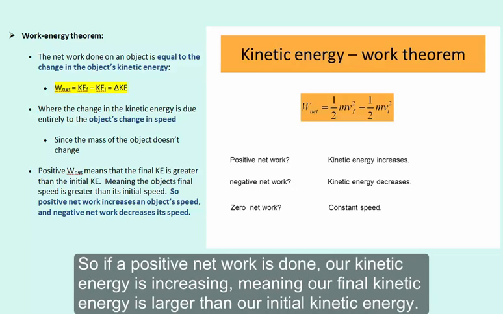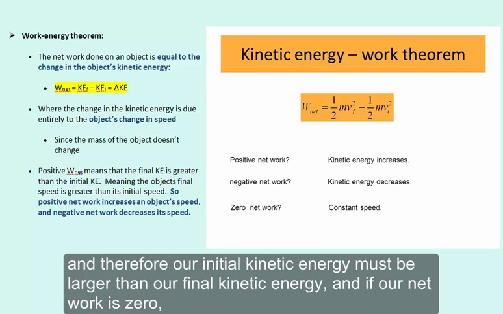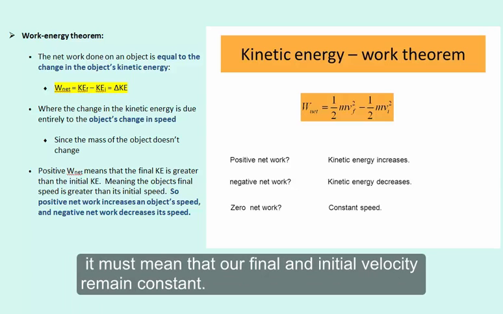So if a positive net work is done, our kinetic energy is increasing, meaning our final kinetic energy is larger than our initial kinetic energy. If we have a negative net work, it means our kinetic energy is decreasing, and therefore our initial kinetic energy must be larger than our final kinetic energy. And if our net work is 0, it must mean that our velocity remained constant.